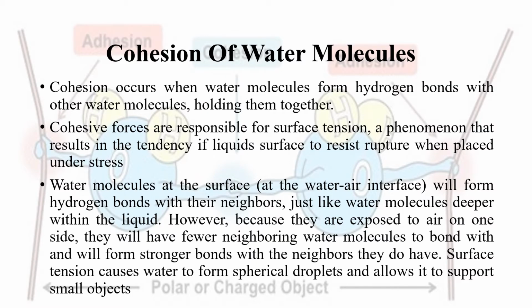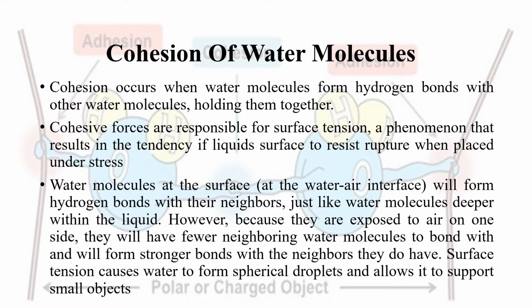Cohesion of water molecules. Cohesion occurs when water molecules form hydrogen bonds with other water molecules, holding them together. So, cohesion occurs between two water molecules. Cohesive forces are responsible for surface tension, a phenomenon that results in the tendency of a liquid surface to resist rupture when placed under stress. Water molecules at the water-air interface will form hydrogen bonds with their neighbors, just like water molecules deeper within the liquid.